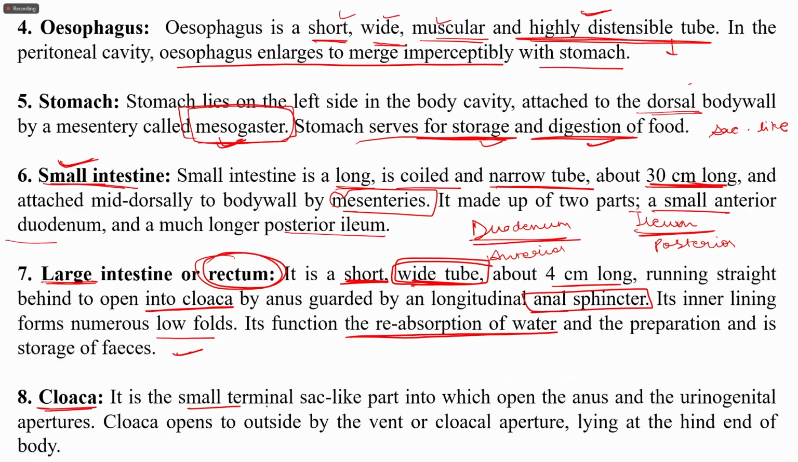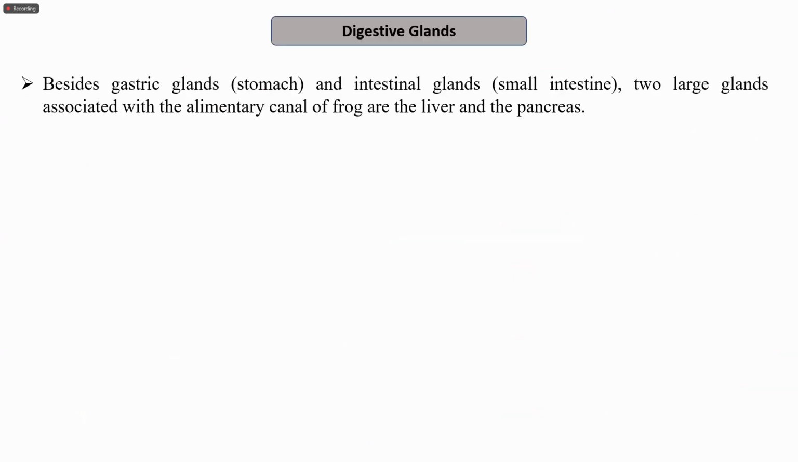The cloaca is a small terminal sac-like part into which opens the anus and the urinogenital apertures. So we will talk about the urinogenital system. Urinogenital means the excretory system that mainly leads to the excretion of urea. In frogs, it's urea. The cloaca opens to outside by the vent or cloacal aperture, which is lying at the hind end of the body. So this is about the alimentary canal.